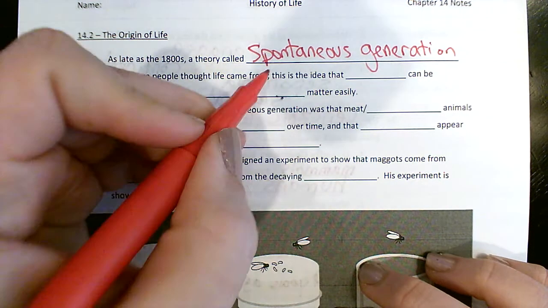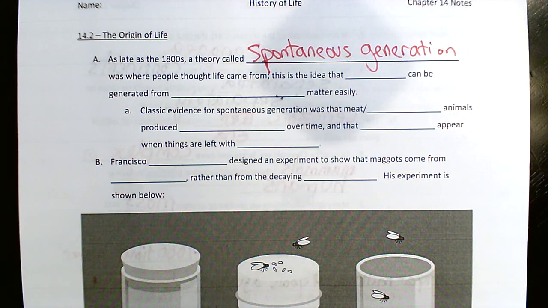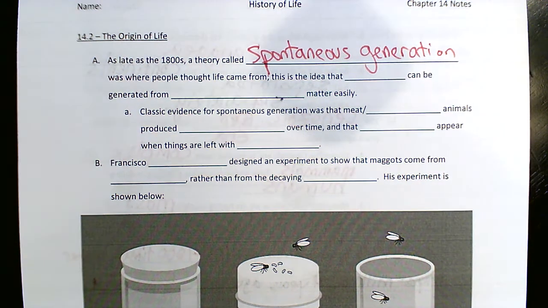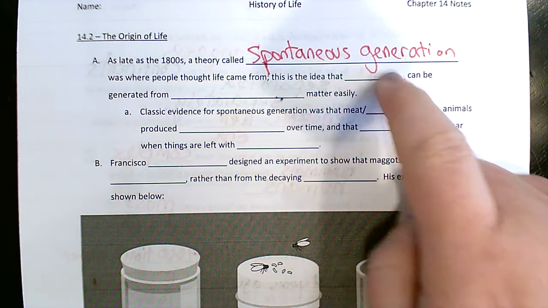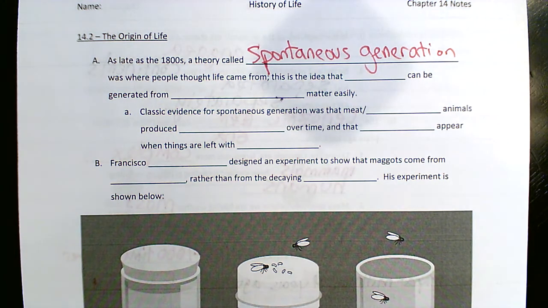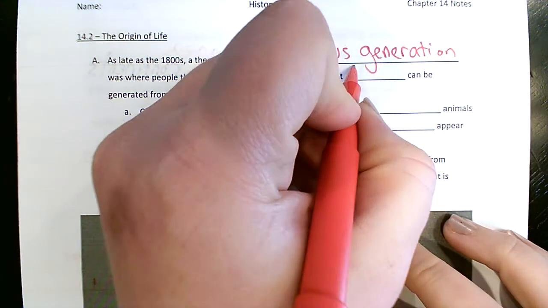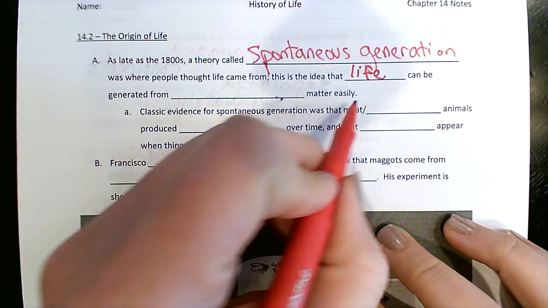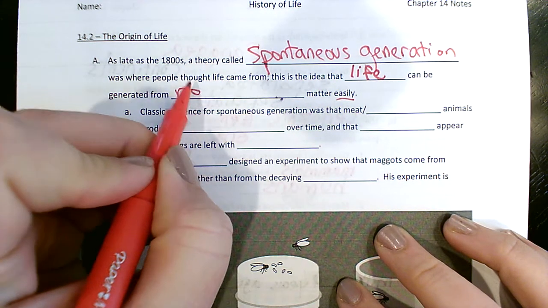Okay, if something is spontaneous, it's kind of like out of nowhere. Like if somebody's described as a spontaneous person, that means they might do something unexpected, right? So spontaneous is kind of out of nowhere, and generation in this case is talking about the generation of life. Okay, so the making. So it's like out of nowhere, we're making new stuff. So this is the idea that life, living things, can be generated easily from non-living matter.